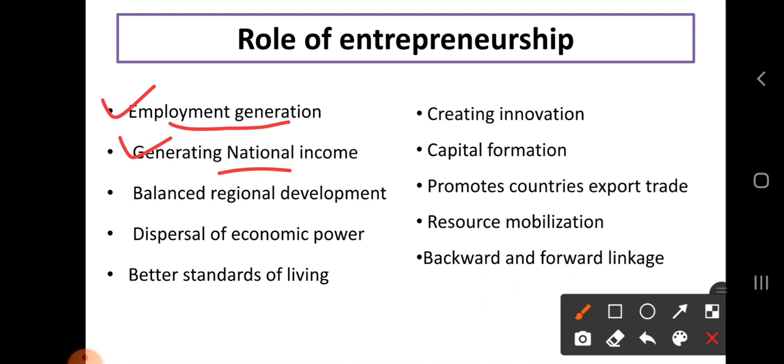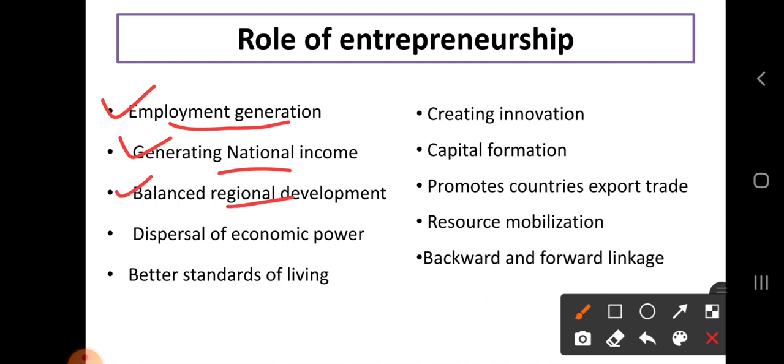Then generating national income. Along with generating profit for your organization, you are also generating national income and contributing to the national GDP in the form of products or services.